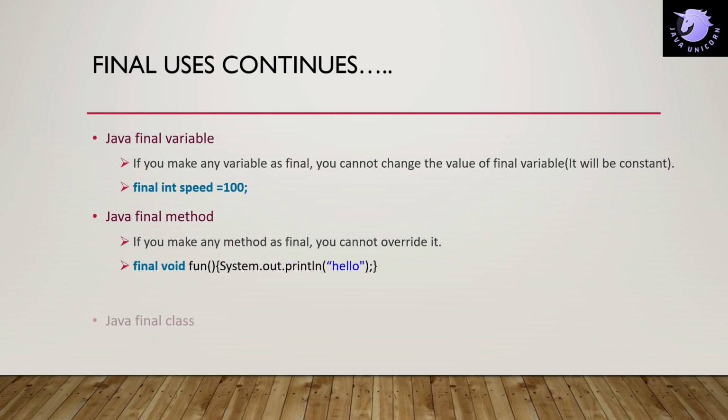Okay, the next use of the final keyword is that we can declare a class as a final class. If we declare a class as final, that means we cannot extend that class. Like in this case we have a class Circle, so this Circle class cannot be extended by any other class.